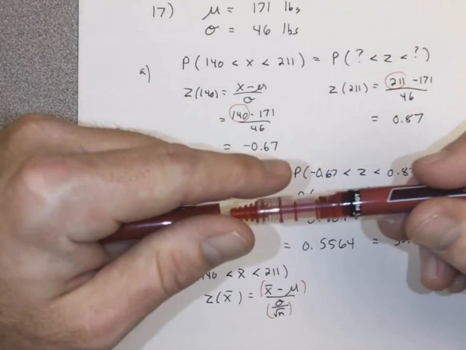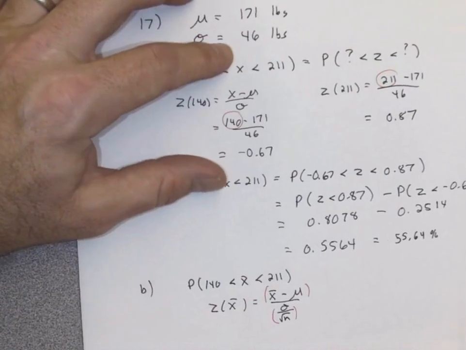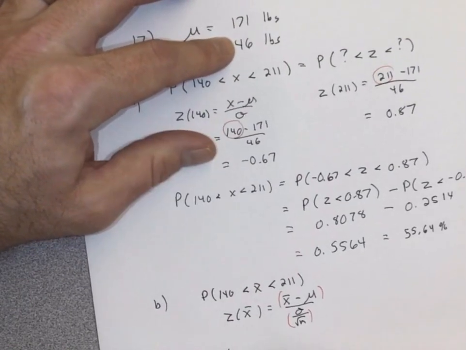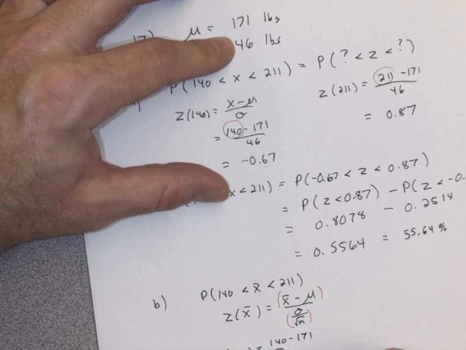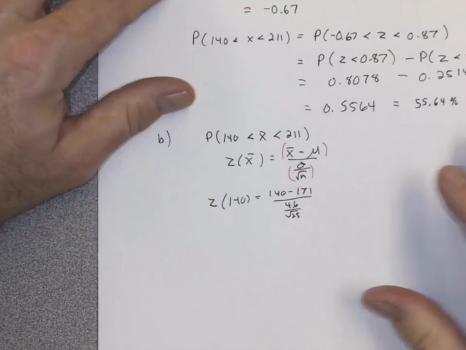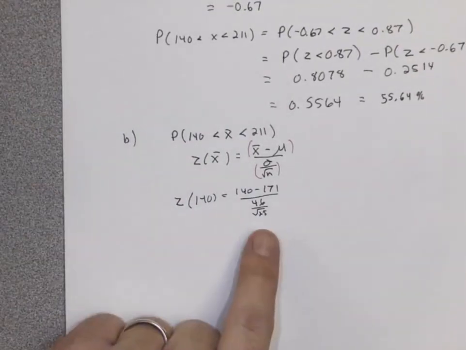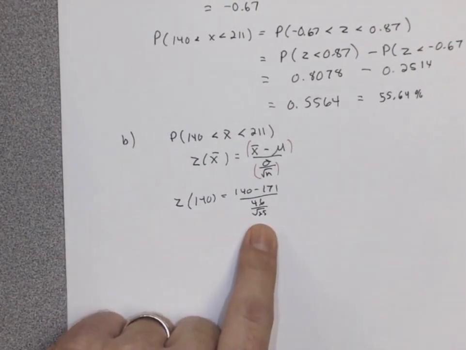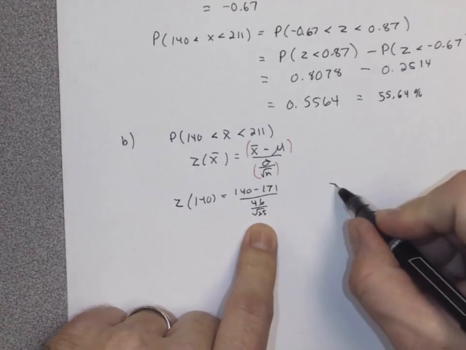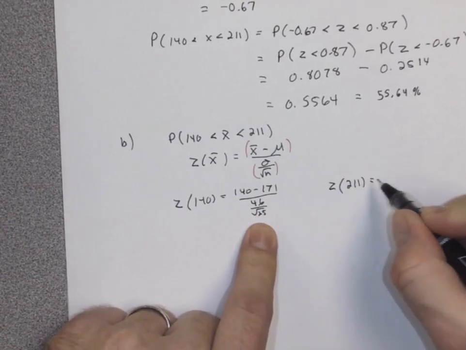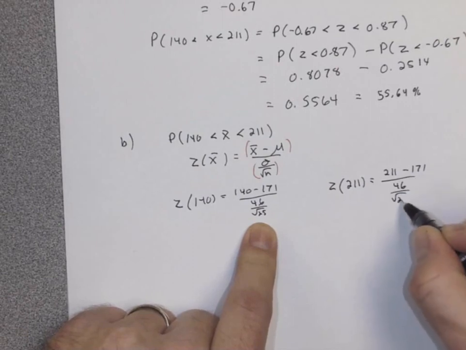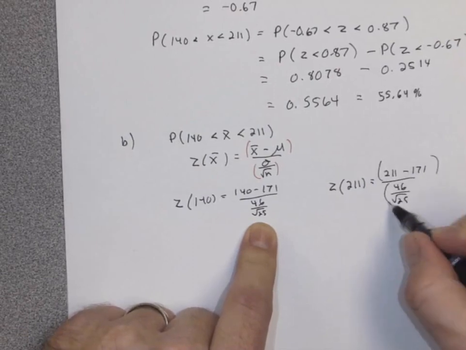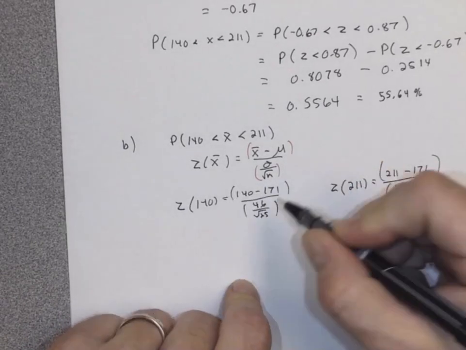How many women? 25. Okay, so that means this z-score for 140 is going to be equal to 140 minus 171 divided by 46 divided by the square root of 25. Oh, thank you so much. So you're welcome to just write 5 in the bottom if it's a perfect square. I'm cool with that. And then the z-score for 211 is going to be equal to 211 minus 171 divided by 46 over the square root of 25. And then again, don't forget to put parentheses around these things when you try to do them.